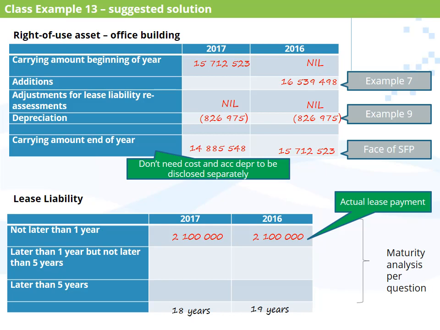Now the next one is later than 1 year but not later than 5 years. What that actually means is the lease payments for 4 years. And that's quite simple. It's the 2.1 million multiplied by 4, which equals 8.4 million rand. Now, when we come to later than 5 years, you need to just work backwards to ensure how many years you now have left.